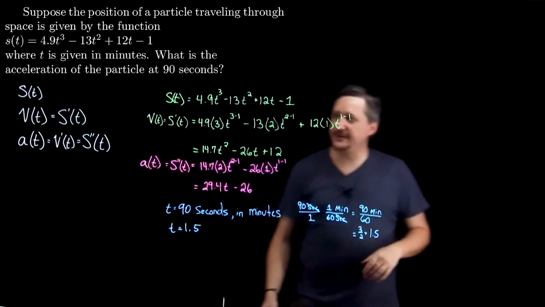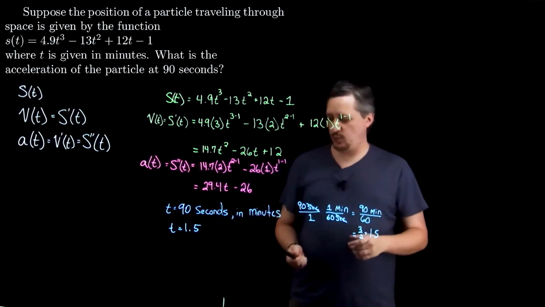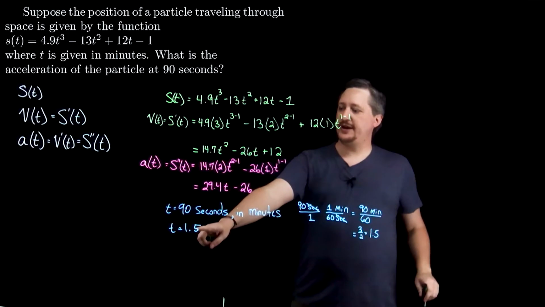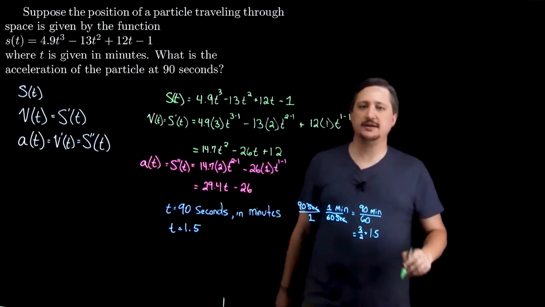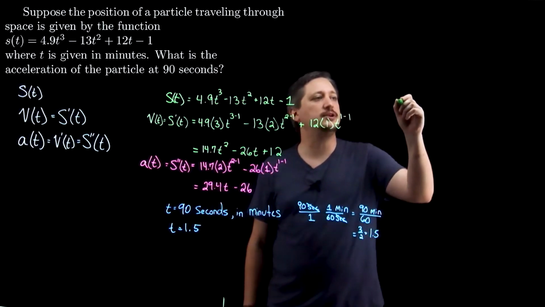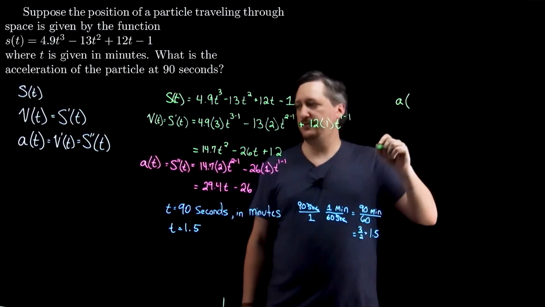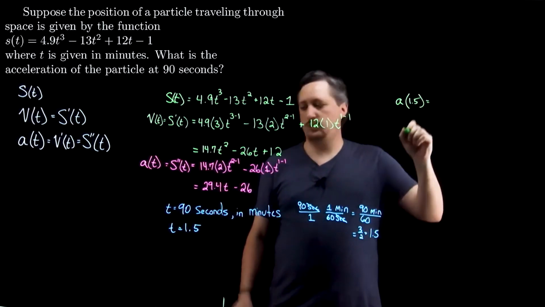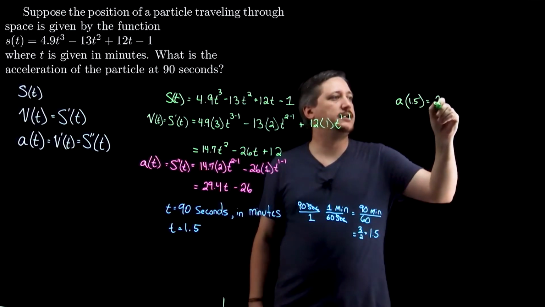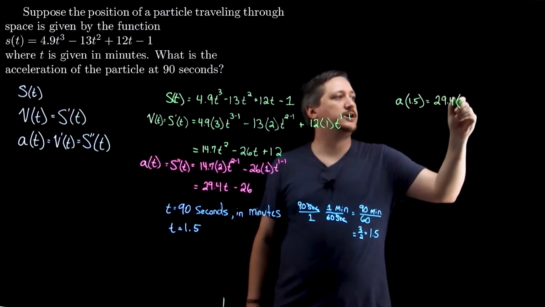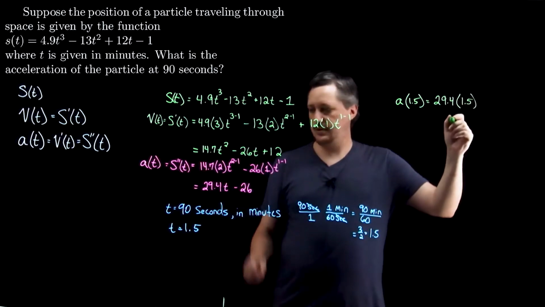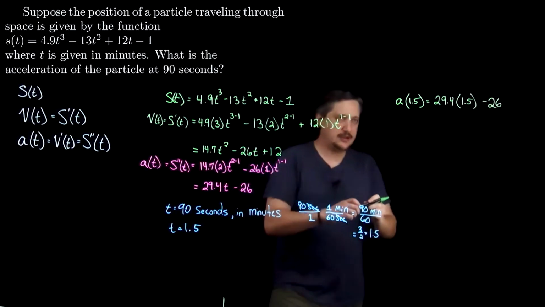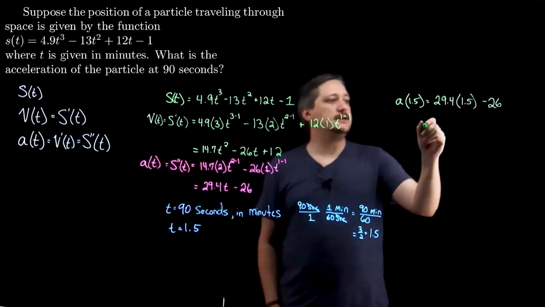Regardless, once I've figured out what value I need, so now I have t, I can plug t into my actual value. So what I want to evaluate is a of 1.5, which is 29.4 times 1.5 minus 26. Clearly somebody is evil, giving me all these annoying decimals.